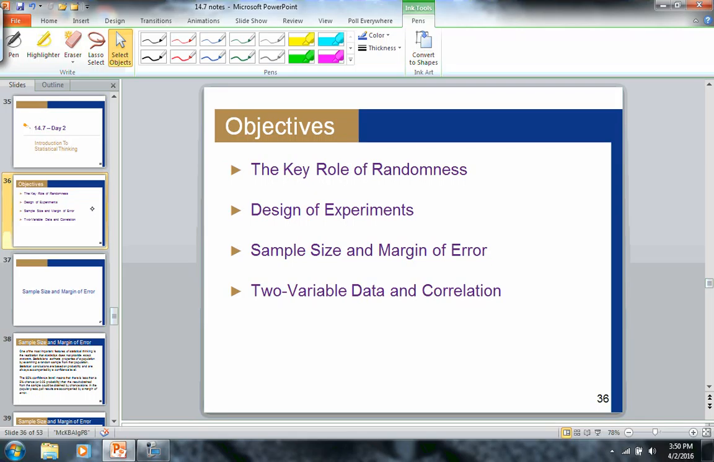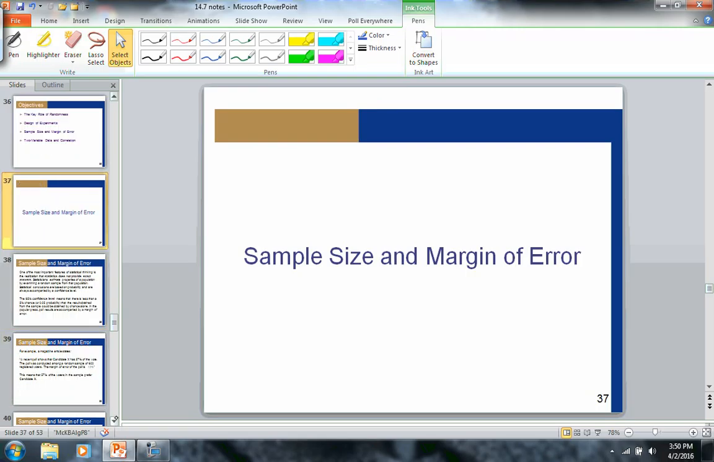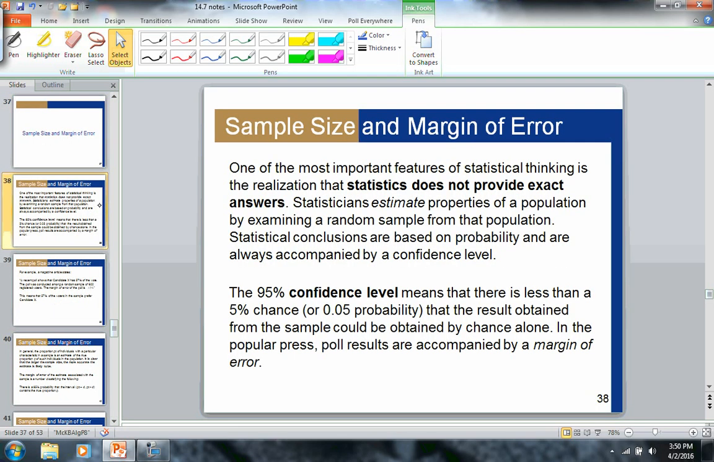And today we're going to finish up this section by talking about sample size and margin of error, and then what it means to collect two variable data. Now, when we're dealing with our sample size and our margin of error, one of the most important features of statistical thinking is the realization that statistics does not prove exact answers.